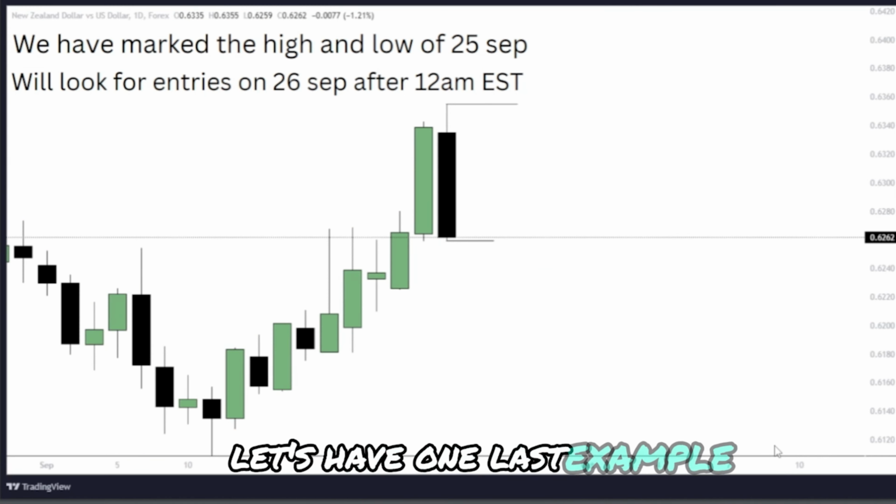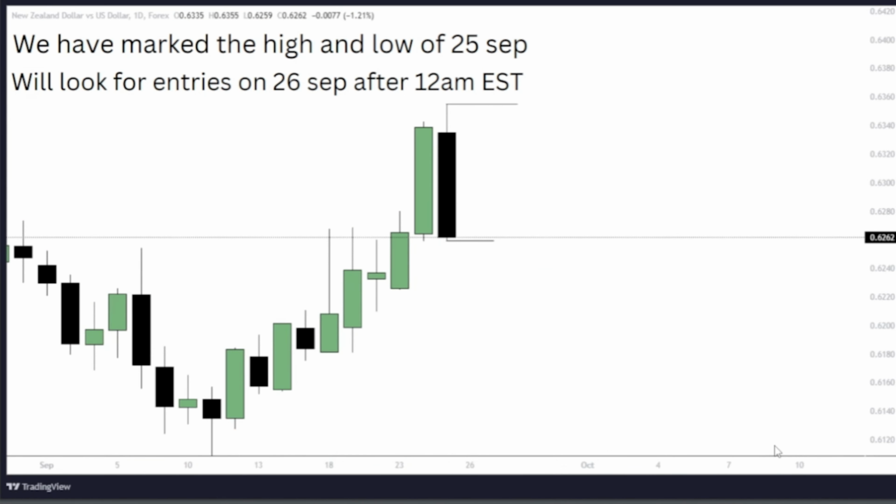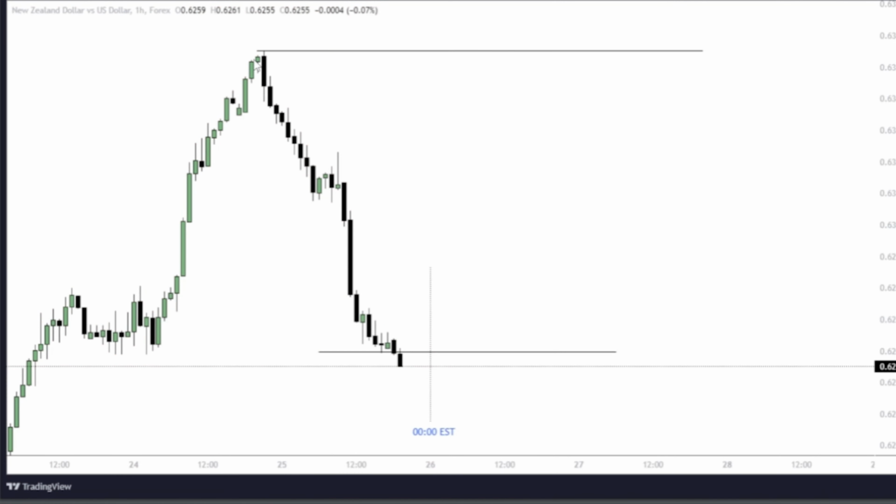Let's have one last example for better understanding. I have marked the previous day high and the previous day low. And now I will look for a new entry tomorrow on 26 September after 12 am Eastern. This is the hourly chart. This is the high and this is the low of the previous day.